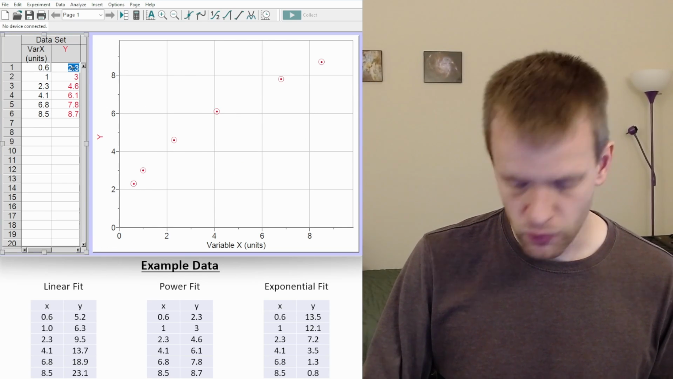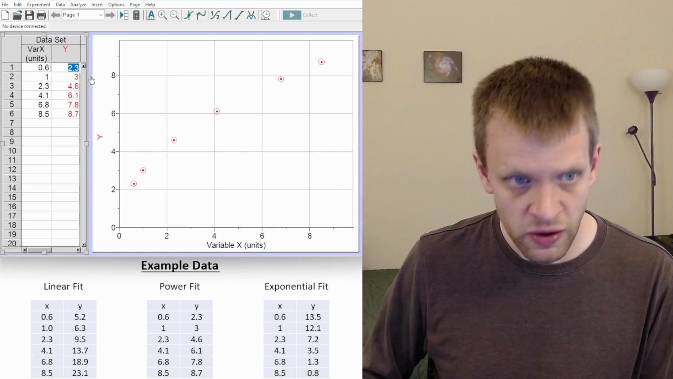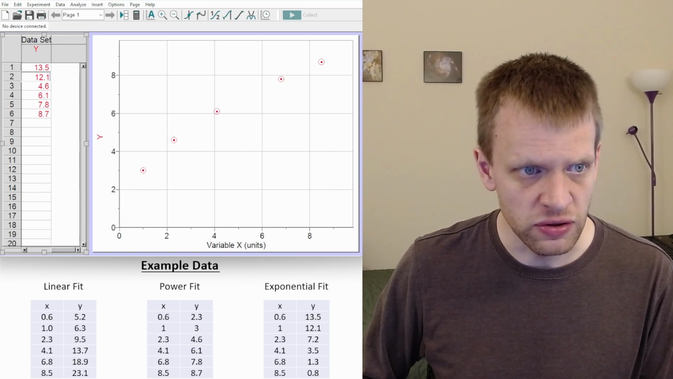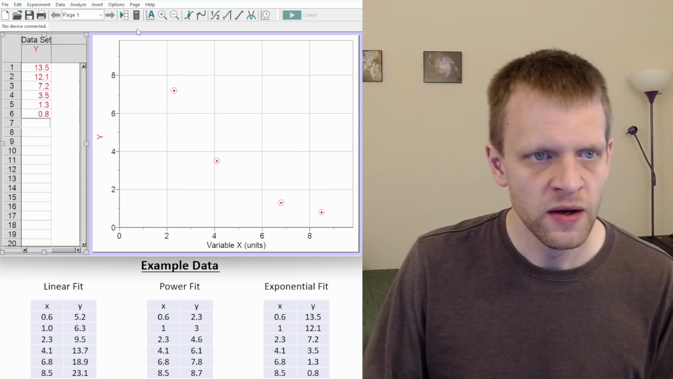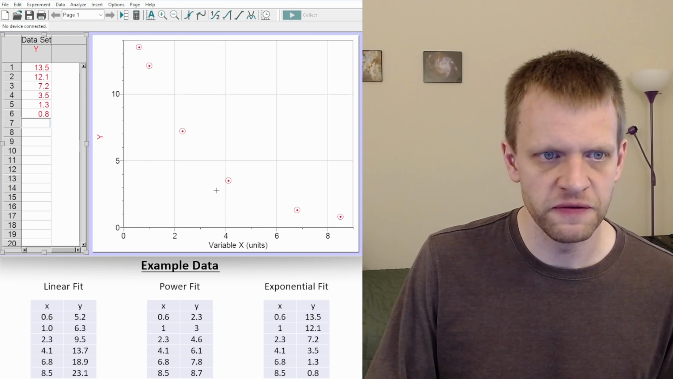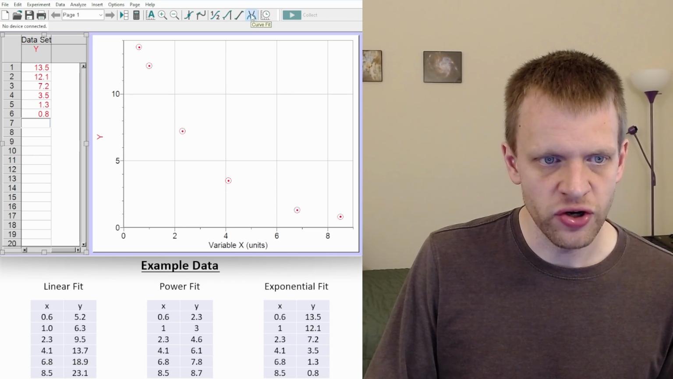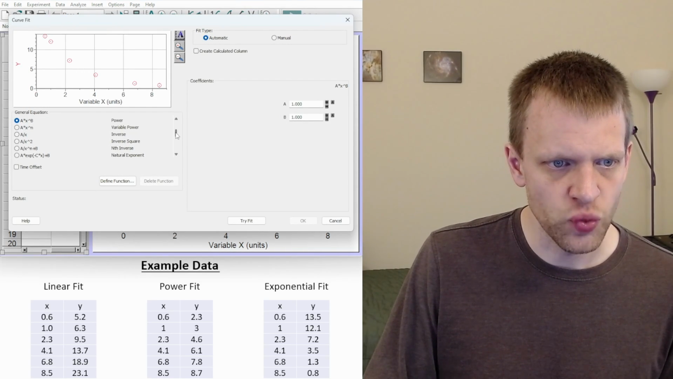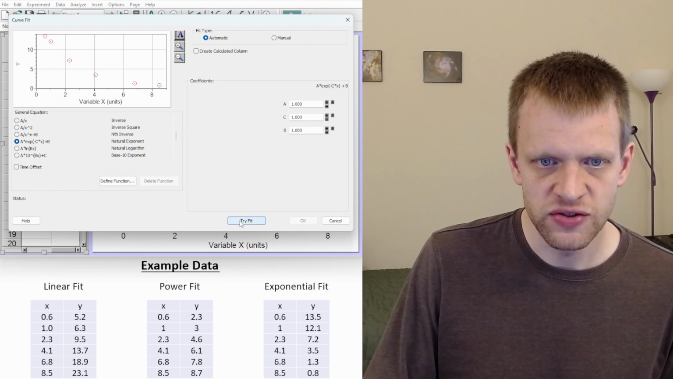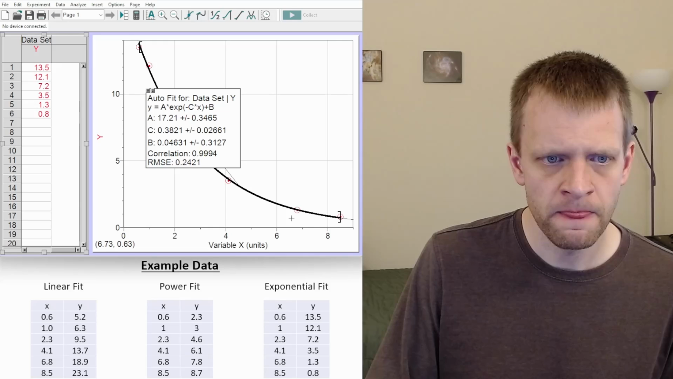And let's look at one more example of this. Let's look at the exponential fit. So I'm going to change these numbers to our exponential data. Once again, we're usually going to have to just auto scale. It gives you a pretty good fit for that set of data. And once again, we hit curve fit. And for this one, we want the natural exponent. Okay. So we can hit try fit and then hit OK.